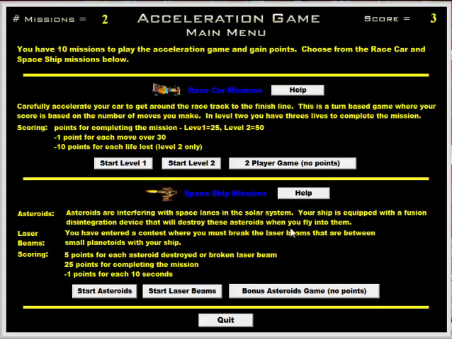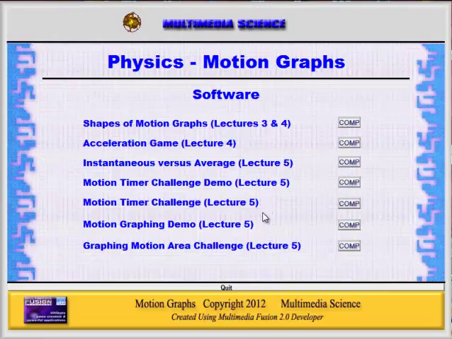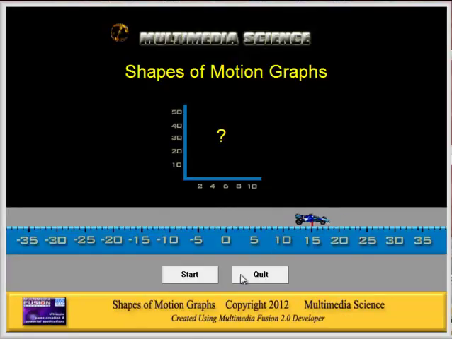So a number of games for students, just that one's sort of a fun game. There's a game or a simulation that illustrates the difference between instantaneous and average velocity. One that talks about the shapes of motion graphs. Let's take a look at that real quickly.